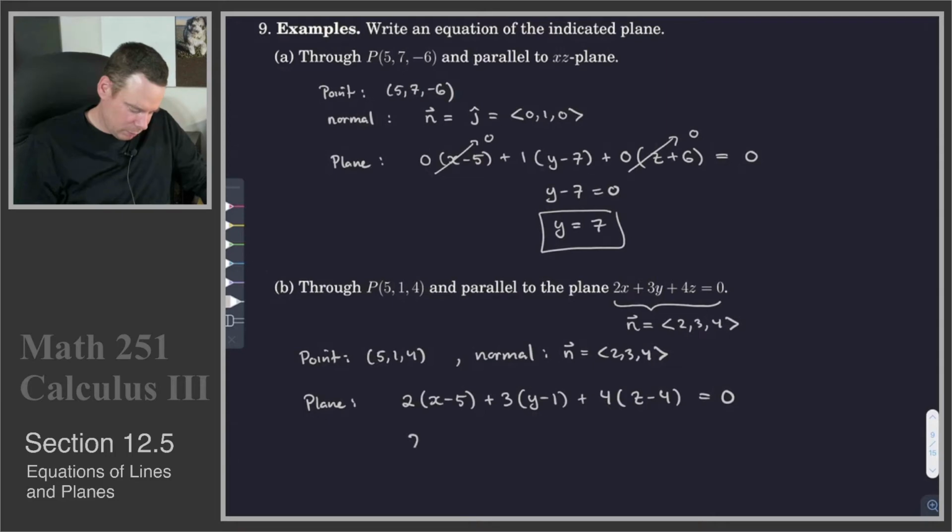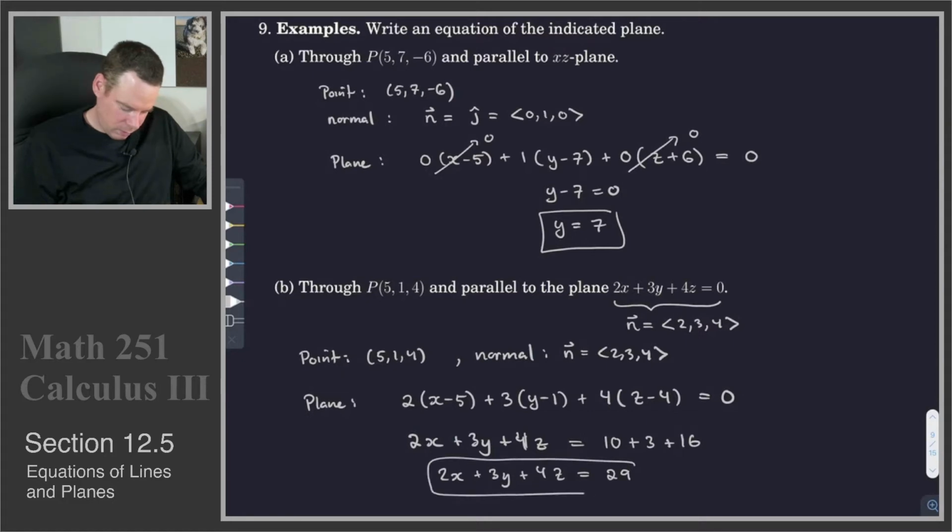We can do a little bit of simplification if we want. 2x plus 3y plus 4z. So that's dealing with all the variables on one side, pushing everything else to the other side. What do we get? We get 2 times 5 is 10. So 10 comes over, also with a 3 coming over and a 16 coming over. So I get a 10 plus a 3 plus a 16. So we get 2x plus 3y plus 4z is equal to 29. And so there is the equation of the plane.